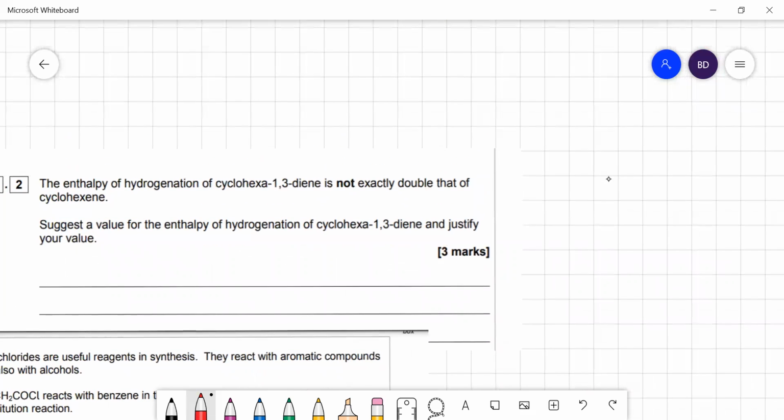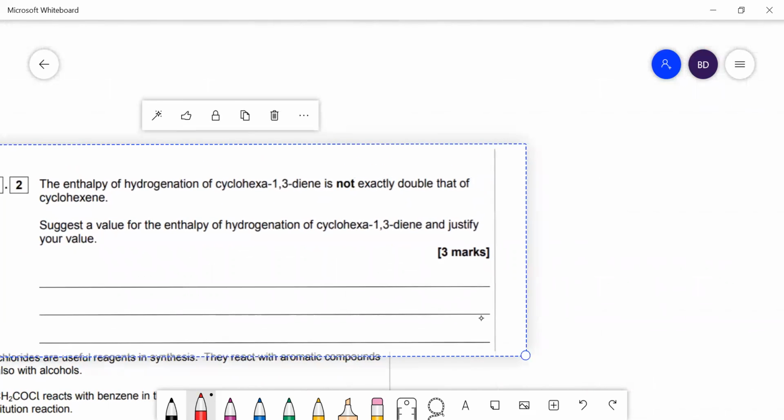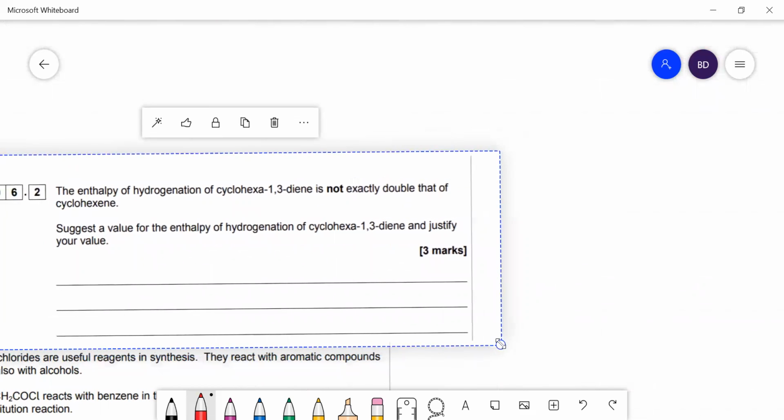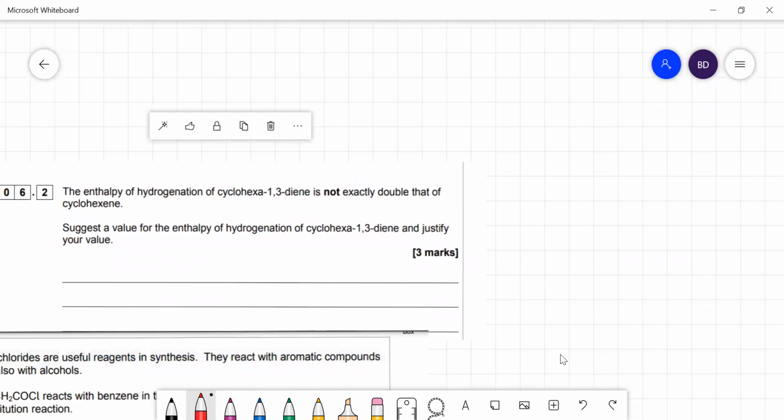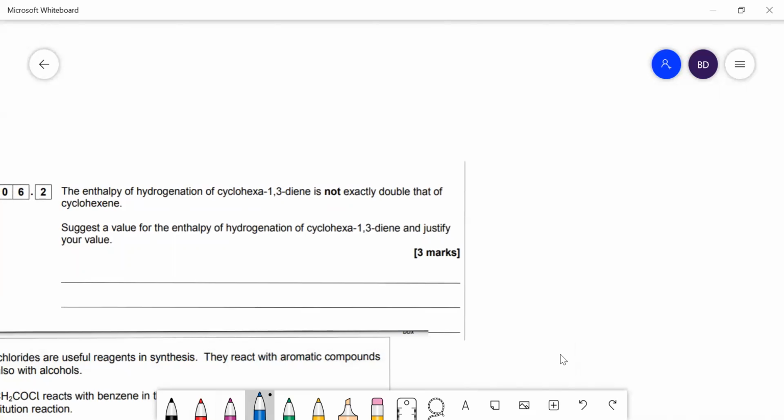This one's a little bit harder, a little bit more unusual. The enthalpy of hydrogenation of cyclohexadiene, so when you've got 2 double bonds, is not exactly double that of cyclohexene. So what they're talking about here is this structure, alternate single double bonds. We can guess that because you've got unpaired p electrons here and here and here and here, they will delocalize. So it won't really be alternate single double bonds.